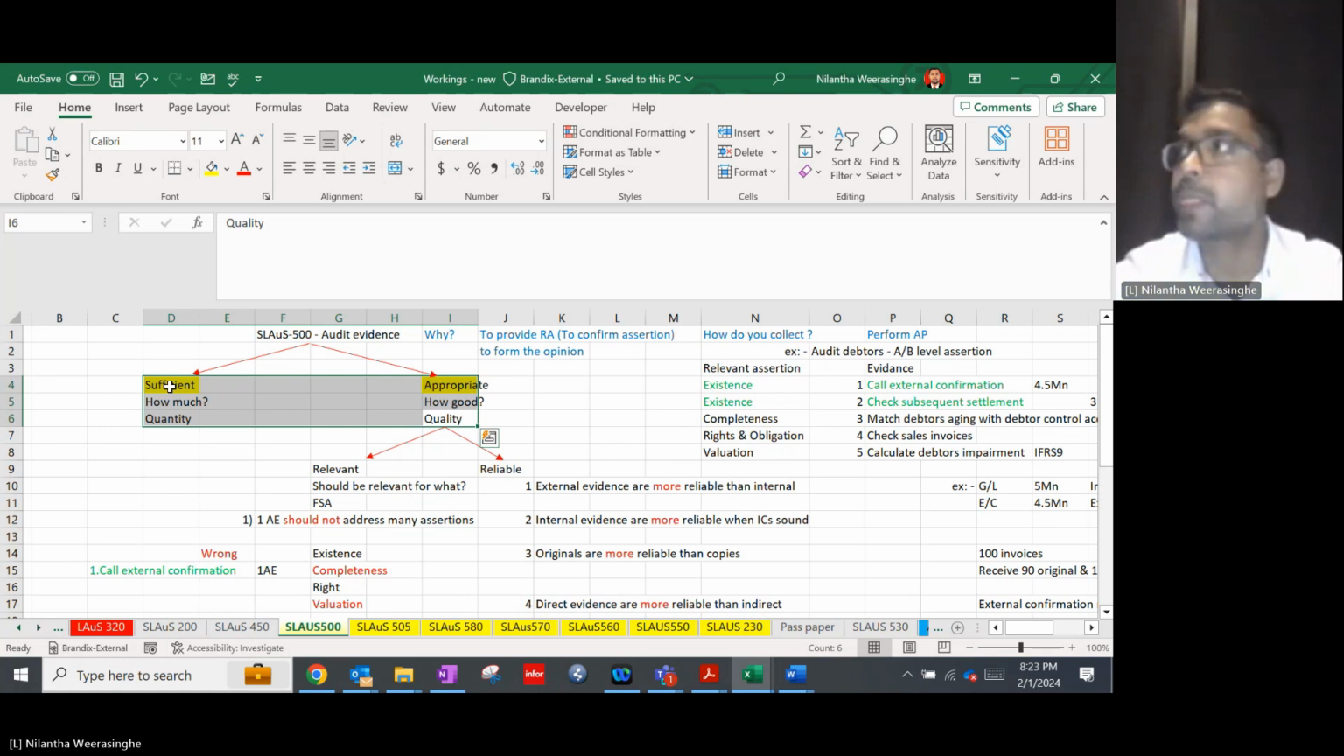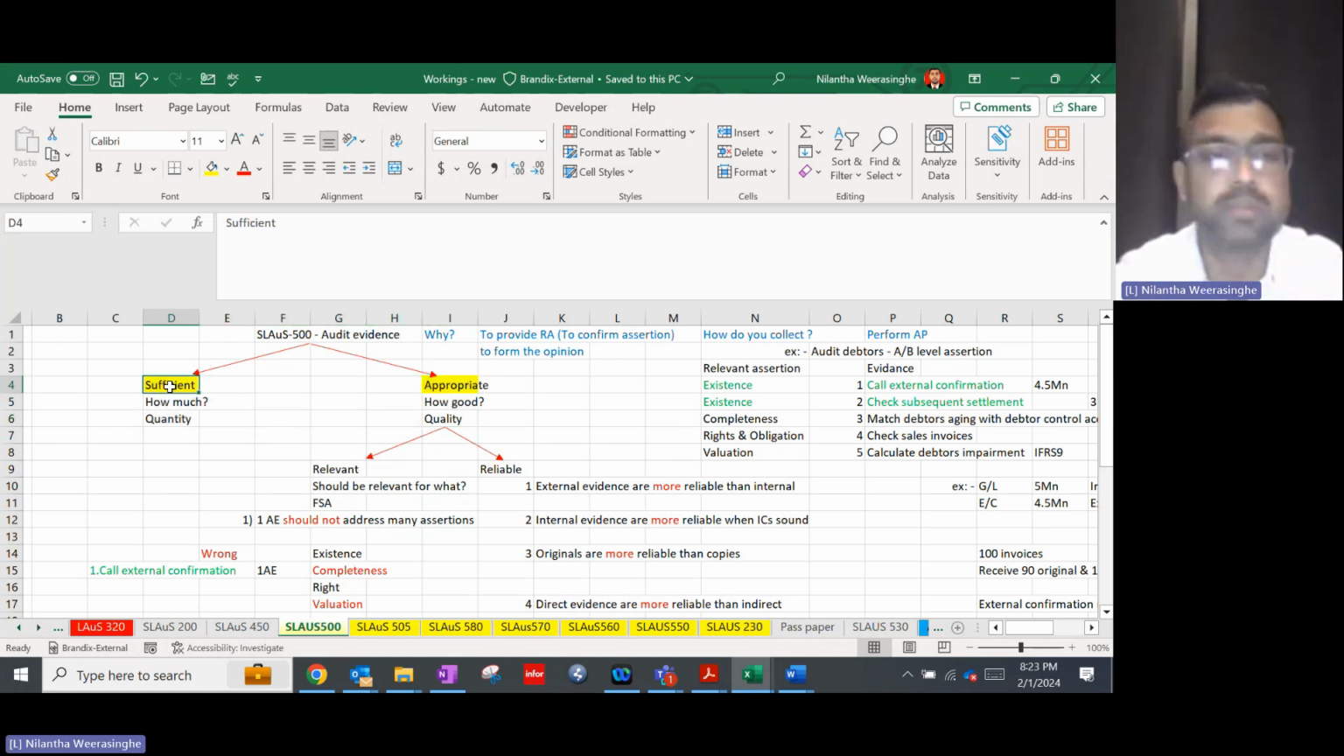Meaning, the auditor cannot rely on one piece of evidence. You should collect multiple audit evidence, many pieces of audit evidence. Right? This is very simple. Sufficient means quantity. Appropriate means quality. Give me a second. Okay, fine. Appropriate means quality.